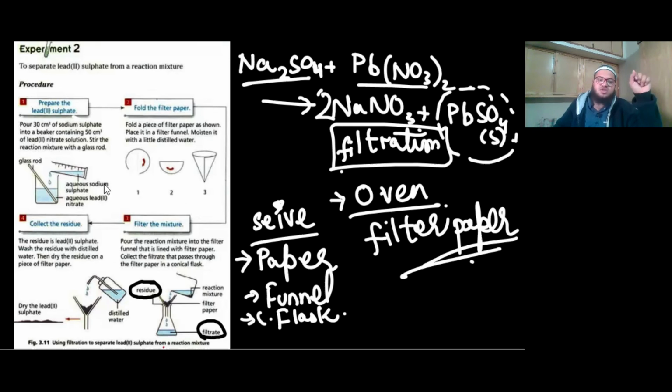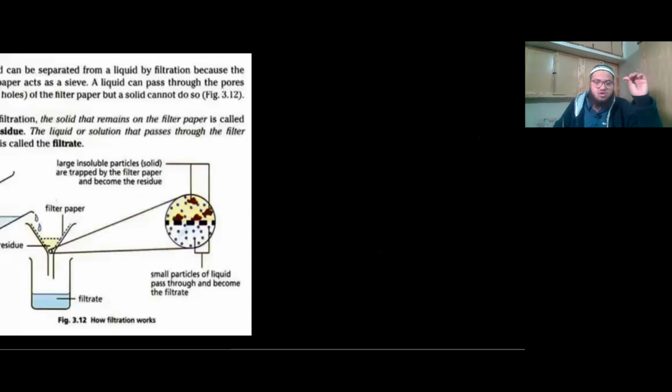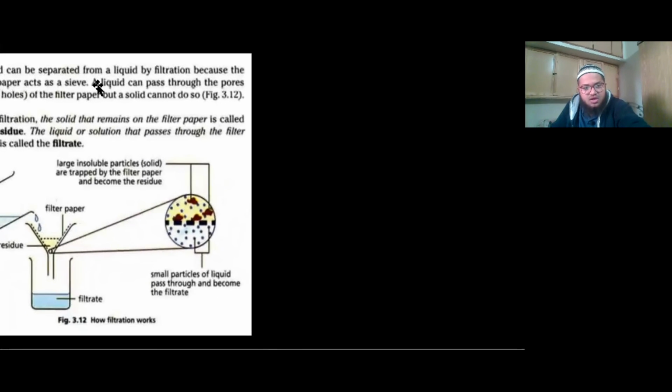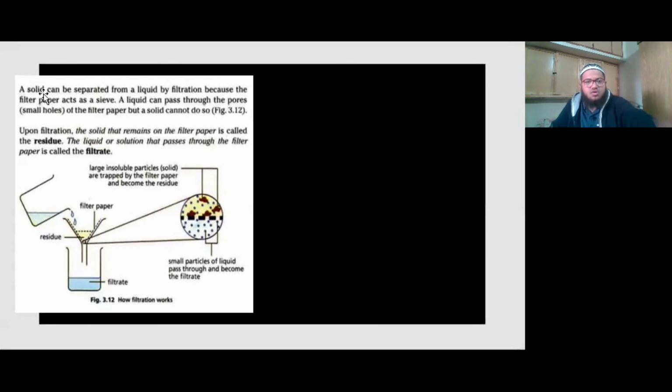This sums up filtration. If you have any questions, you can leave them down in the, okay, wait, we still have another sheet. Let's go through this paragraph as well, and then we'll wind up the lecture. Okay, just a sec. Okay, now this has been taken from the same book, Chemistry Matters. A solid can be separated from a liquid by filtration because the filter paper acts as a sieve. Remember, I told you about the sieve, channi. So it acts as a selectively permeable membrane. Liquid can pass through the pores, the small holes of the filter paper, but solid cannot do so.